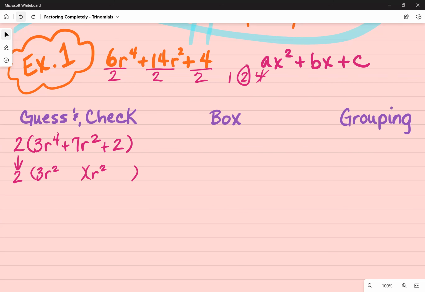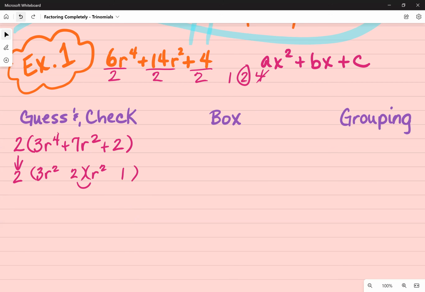1 times 2. So when we're guessing and checking, what we're trying to do is determine, if I were to use my little happy face method, which one of these arrangements would end up with me adding to positive 7r squared, as well as multiplying to 3 times 2, which is 6. So let's just try from the inside out. 2 times r squared is 2r squared. And then 3r squared times 1 is 3r squared. If I were to add that or subtract it, there's no way I'm going to ever get positive 7r squared. So I know that that is not correct.